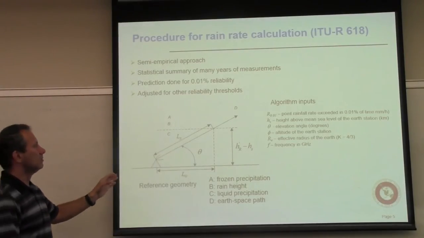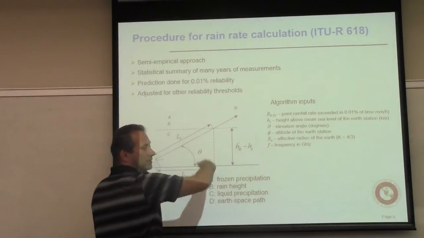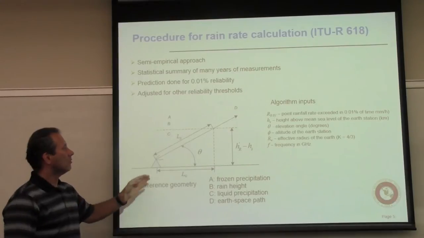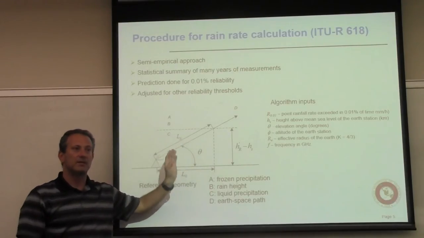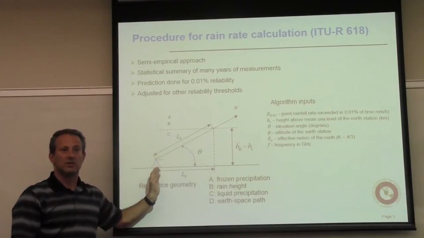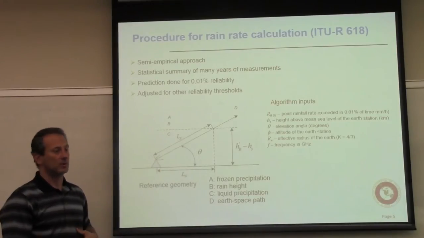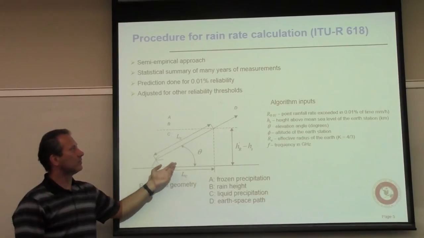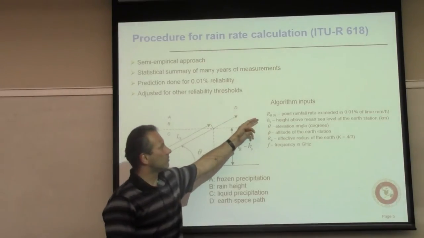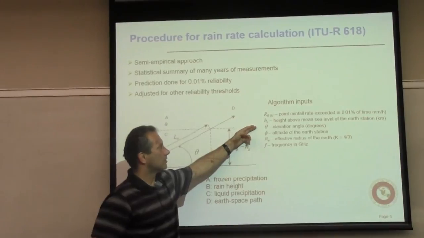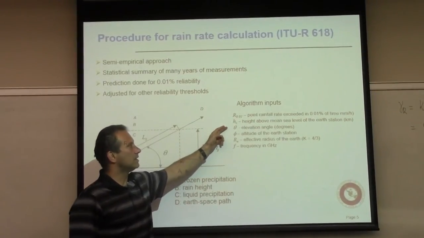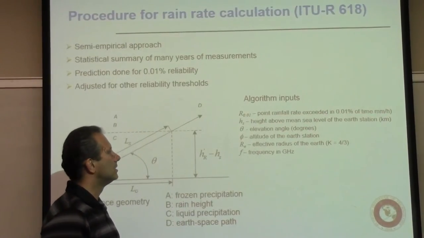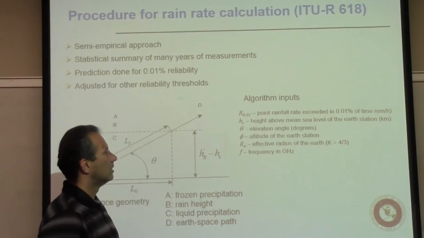So what is the objective here? You can easily determine your physical path, right? That's not an issue, that's just geometry. But what is the equivalent path that when multiplied with specific attenuation gives you the proper loss? And that's a statistical quantity that depends on the following inputs. It depends on what is your rain rate at a given location. What is the height above mean sea level for the Earth station? So how far above the mean sea level your Earth station is located.